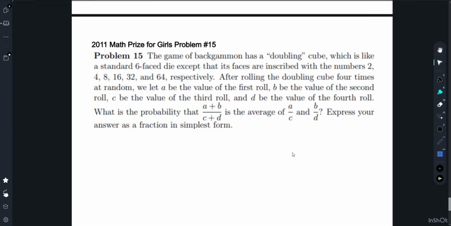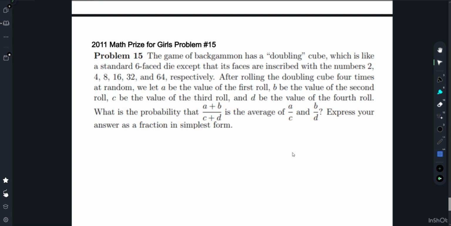Hello guys, today we go over the 2011 Math Prize for Girls Problem 15. The game of backgammon has a doubling cube, which is like a standard 6-faced die, except that its faces are inscribed with the numbers 2, 4, 8, 16, 32, and 64 respectively.